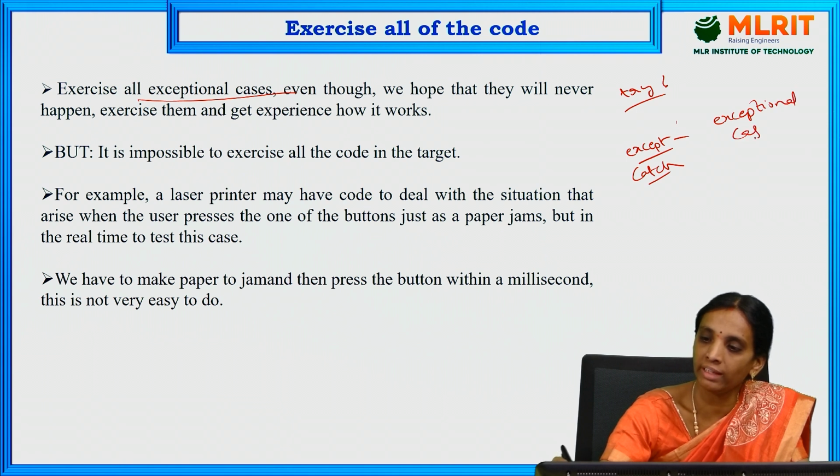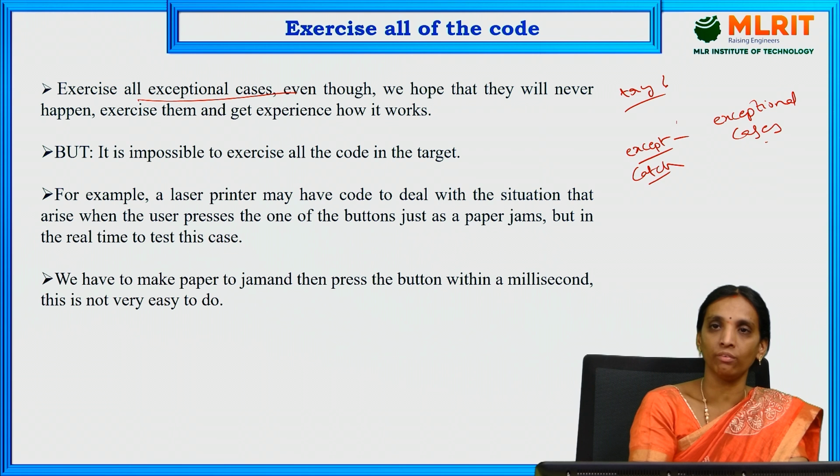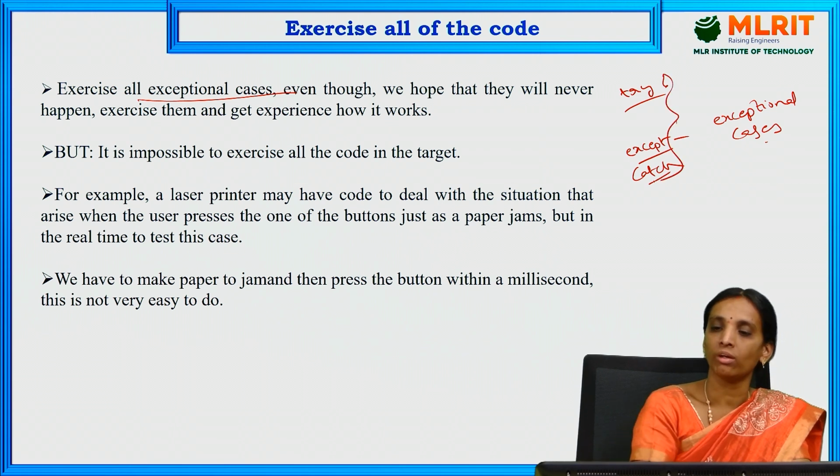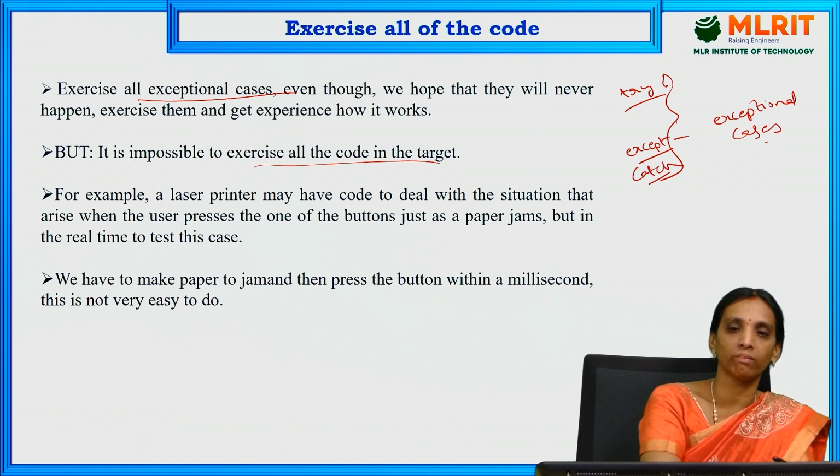If any exceptional cases occur in our program and cause errors, we may use these clauses for recovering from the errors. So we exercise all the exceptional cases, even if they never happen, to exercise our code and make the code error free. But it is impossible to exercise all the code in the target system. It is possible in the host system, but it is not possible for all the cases in the target system.